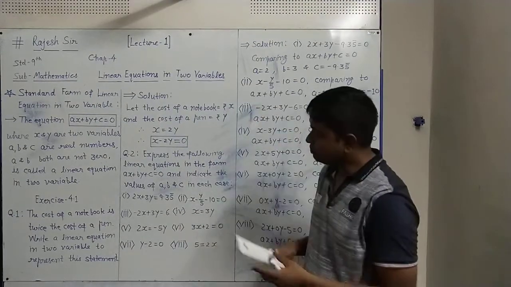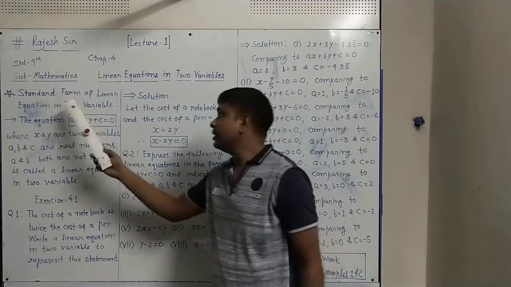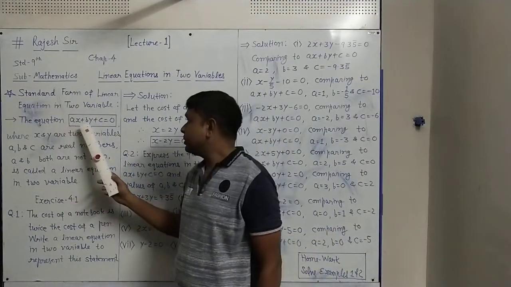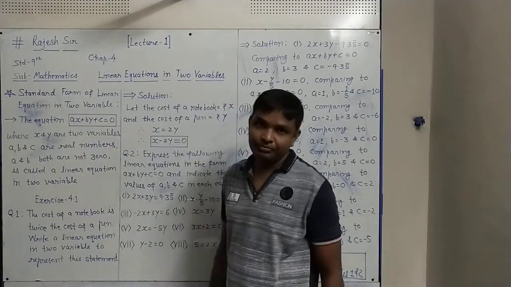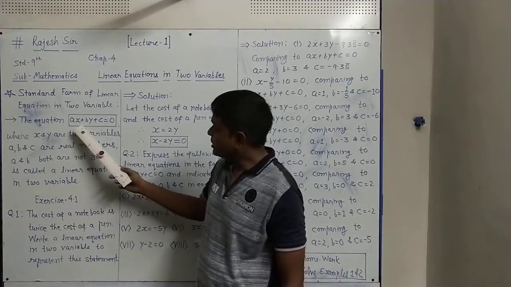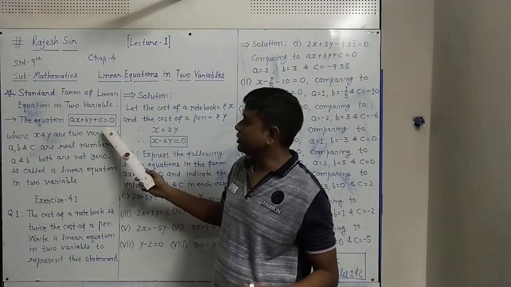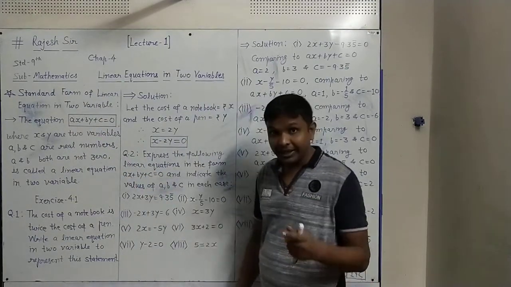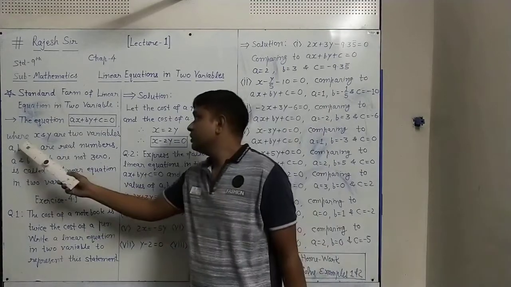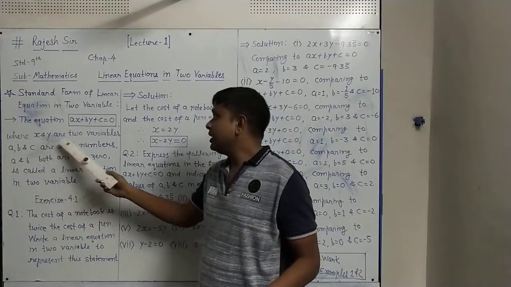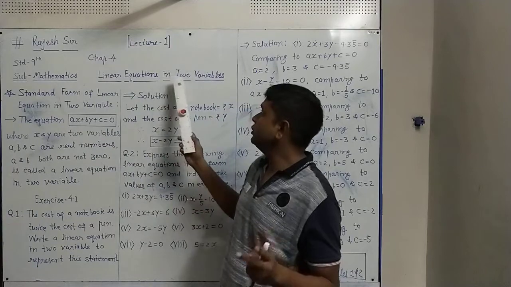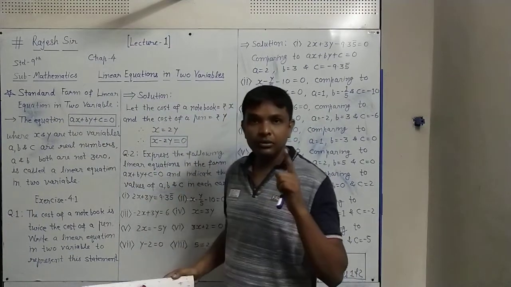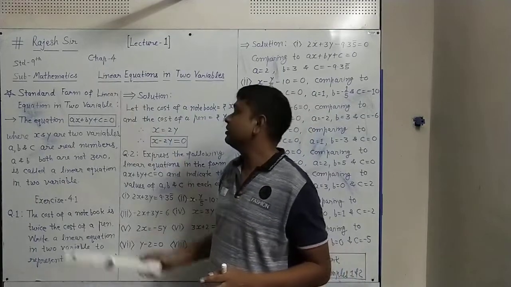So we have a standard form of linear equation in two variables: the equation ax plus by plus c equal to 0. This equation ax plus by plus c equal to 0 is called the standard form of the linear equation in two variables. Why? Because x and y are two variables it has, with the power 1, 1, so degree is 1, so it is linear.